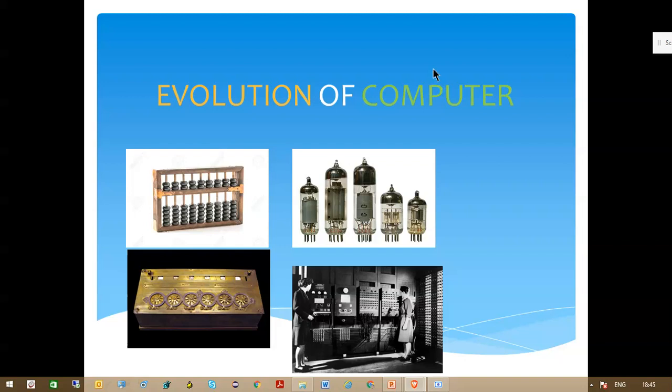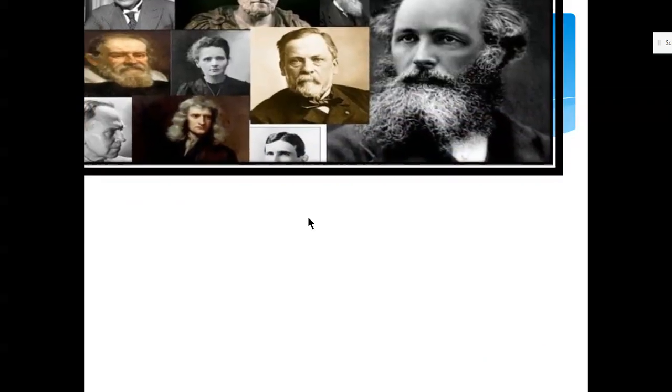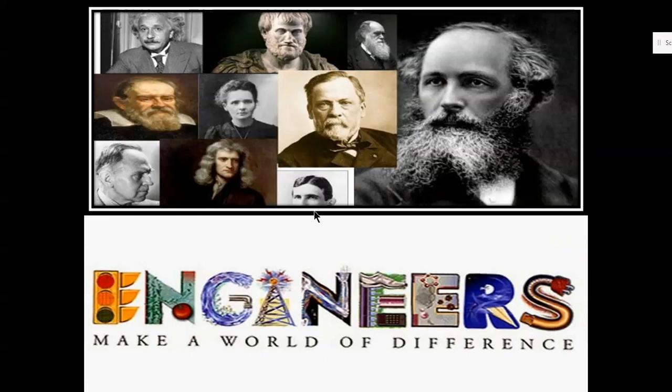So let's get started with the evolution of computers. So here they have invented these machines many years before. So let's go through it. So here the computer was only affordable for scientists and for engineers.